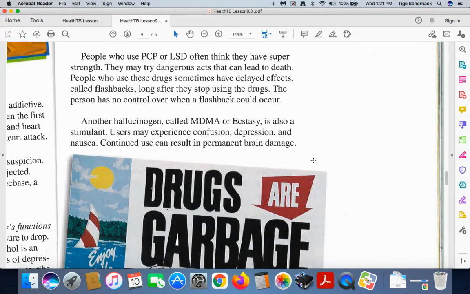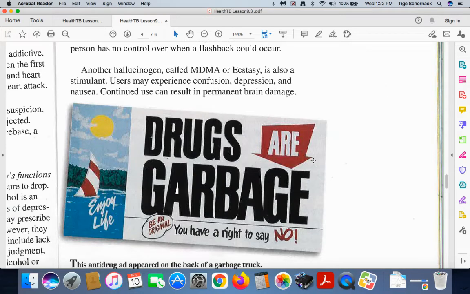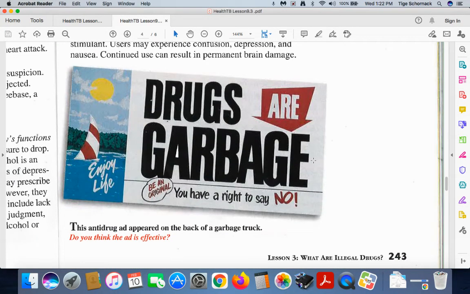Other hallucinogens, called MDMA or ecstasy, is also a stimulant. Users may experience confusion, depression, and nausea. Continued use can result in permanent brain damage.